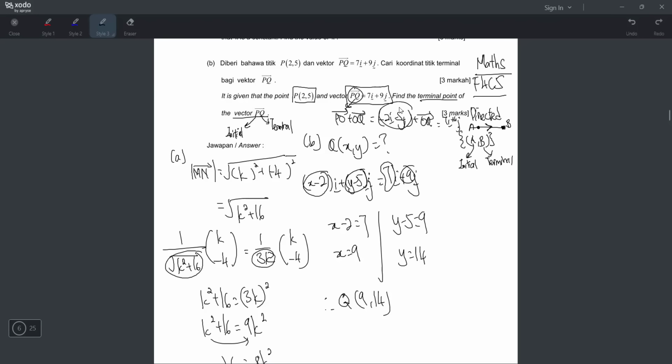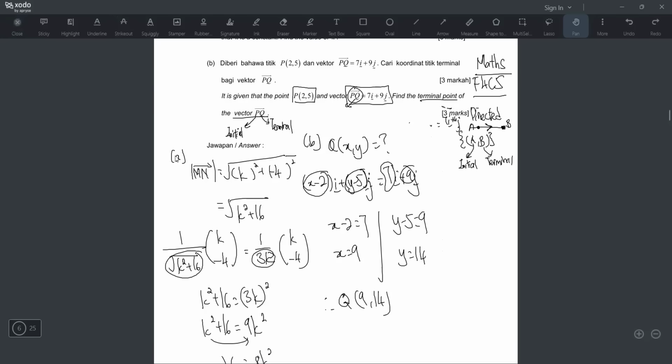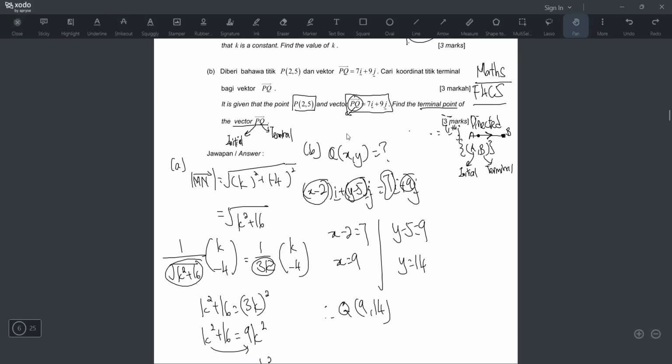So you can find OQ, just take this minus this. After you get OQ, that will be the coordinate. You get 9i plus 14j: 7i plus 2i is 9i, and 9i plus 5 is 14j. So the answer is the same. You can also do it like that, but it's a bit long. That's why I never choose to do it like that. Usually I will just do it this way. For coordinate vector, if they want PQ, just take Q coordinate minus P coordinate. This is way faster. Hope you understand.